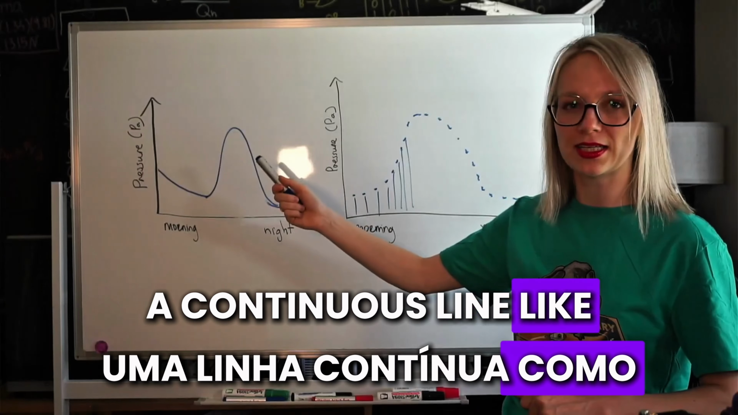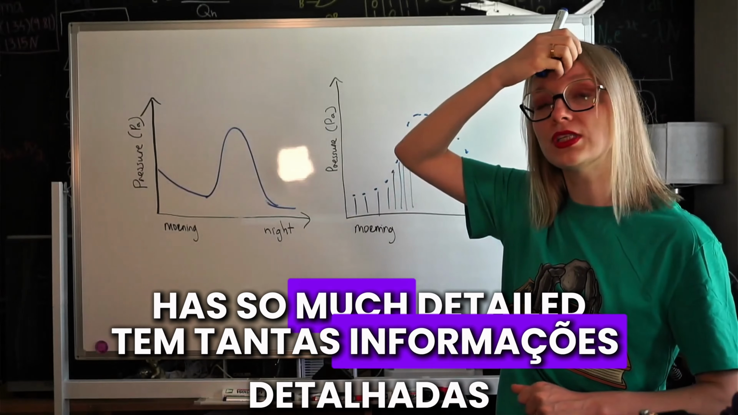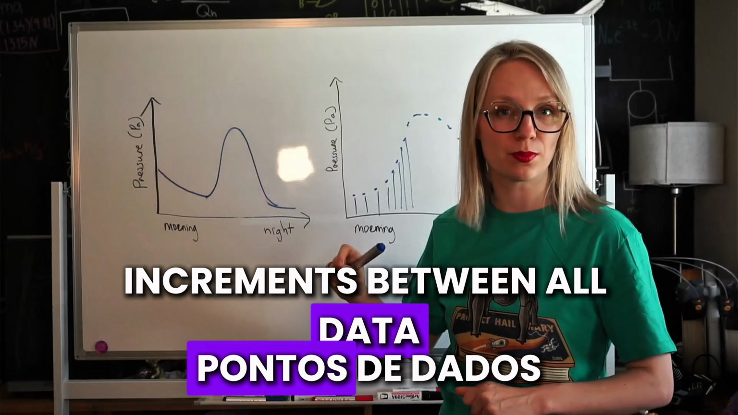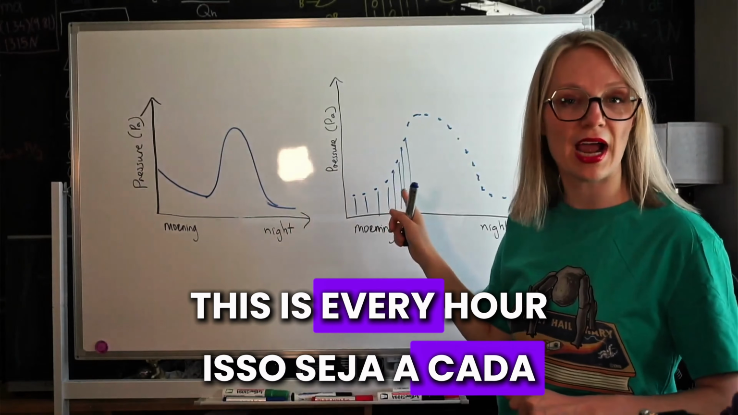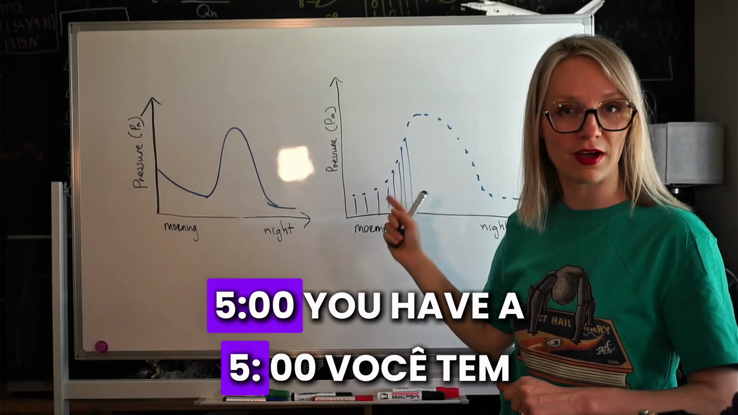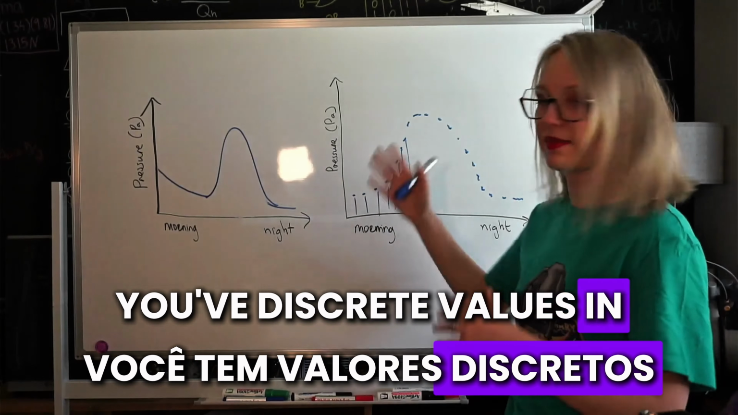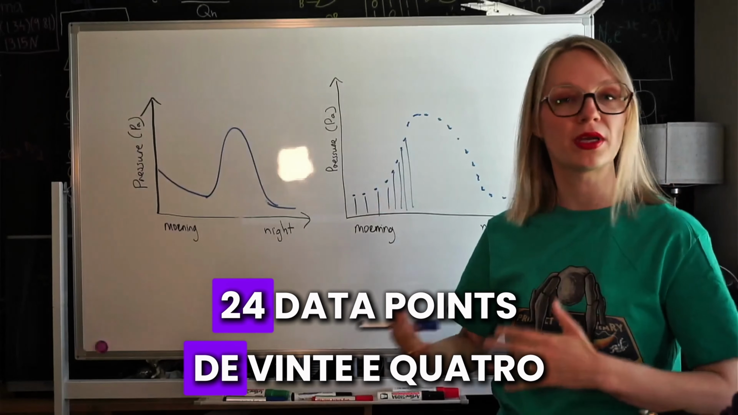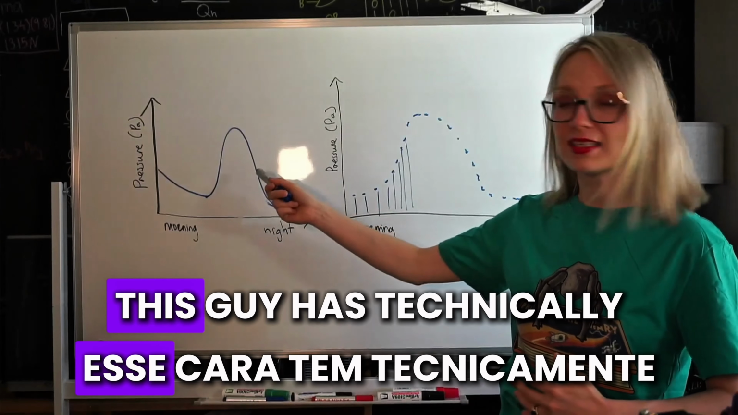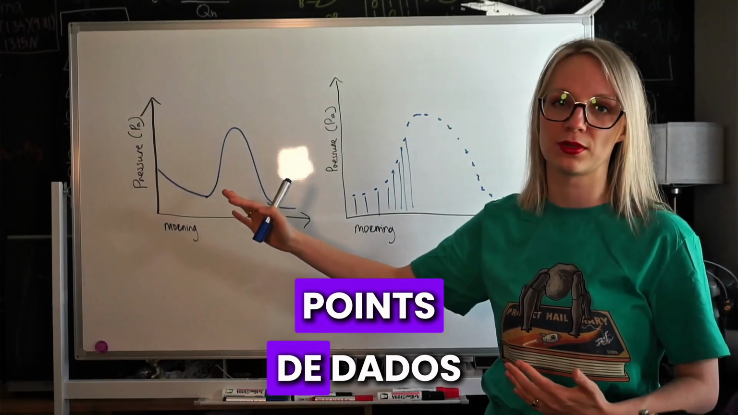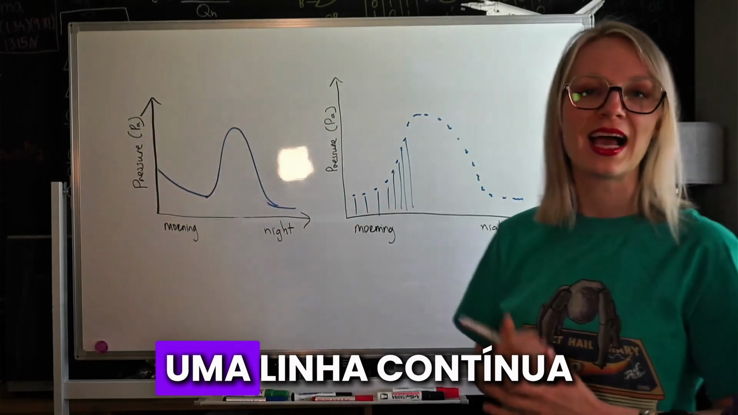A continuous line like this has so much detailed information, where it has increments between all data points. For example, let's say this is every hour, 1 o'clock, 2 o'clock, 3 o'clock, 4 o'clock, 5 o'clock. You have a data point for each time. You have discrete values. In that case, you can transfer about 24 data points. This one has technically, if you want to argue about it, an infinite amount of data points. It's impossible to transmit this as a continuous line.